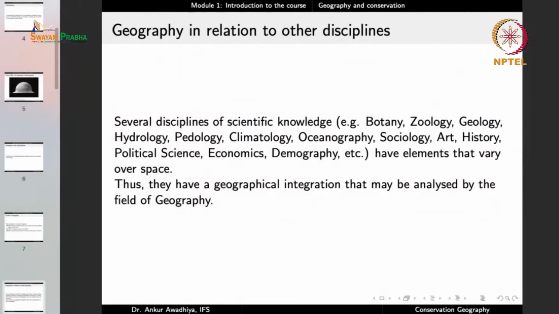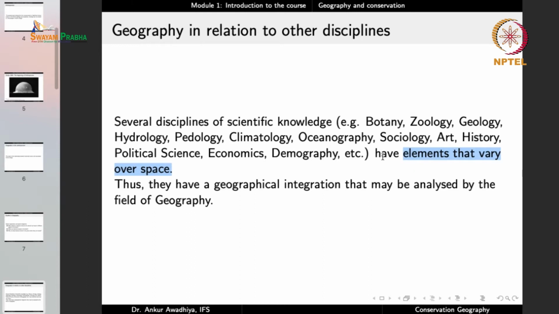And so we can correlate different areal patterns of different fields. And so geography has a very close relationship with several other disciplines, because several disciplines of scientific knowledge have elements that vary over space. And if you have anything that varies over space, you can study that in geography.